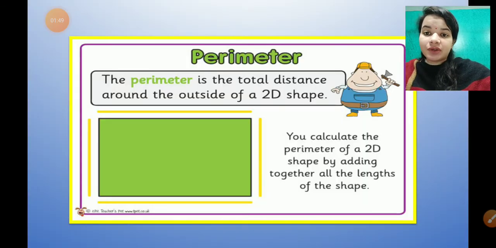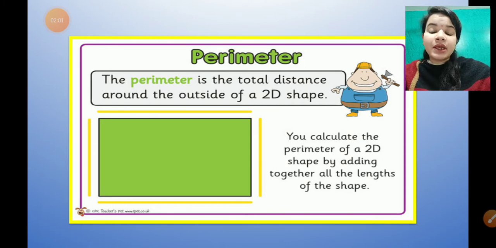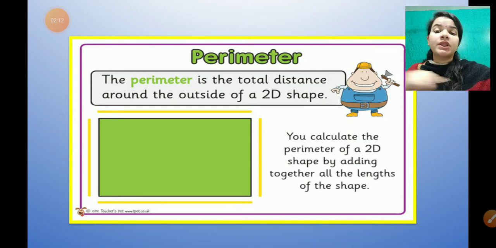In today's lecture, first of all, we will do perimeter. Now what is perimeter? The perimeter is the total distance around the outside of a 2D shape. That means the total length of the boundary. Children, whenever we talk about perimeter, remember this thing, we are talking about the outside boundary. We don't consider the region that is enclosed by the figure. We are talking about the boundary.